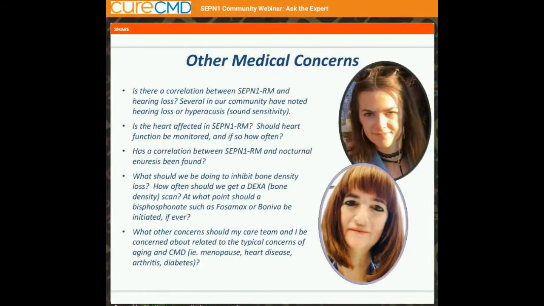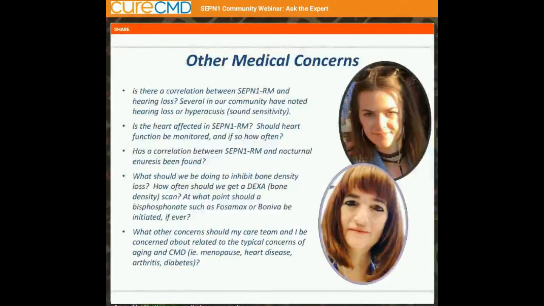Other medical concerns. Is there a correlation between SEPN1 and hearing loss? Several in our community have noted hearing loss or sound sensitivity. Well, not that I'm aware of, but if the community has noted this, maybe it would be interesting to look into this more in detail. And maybe the community can collect this information in a more organized way.